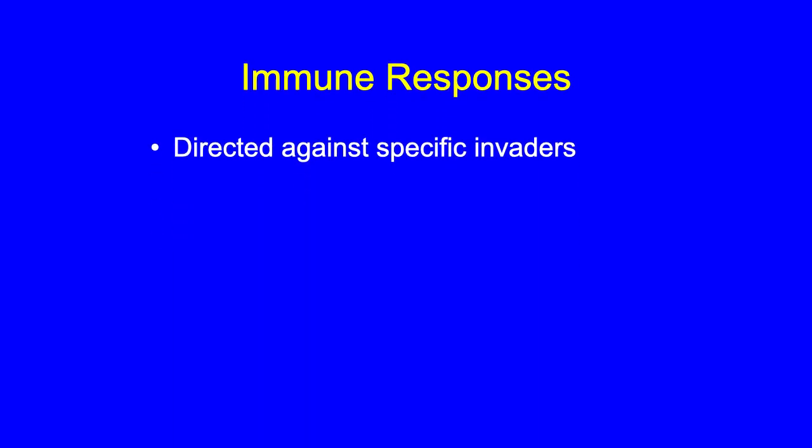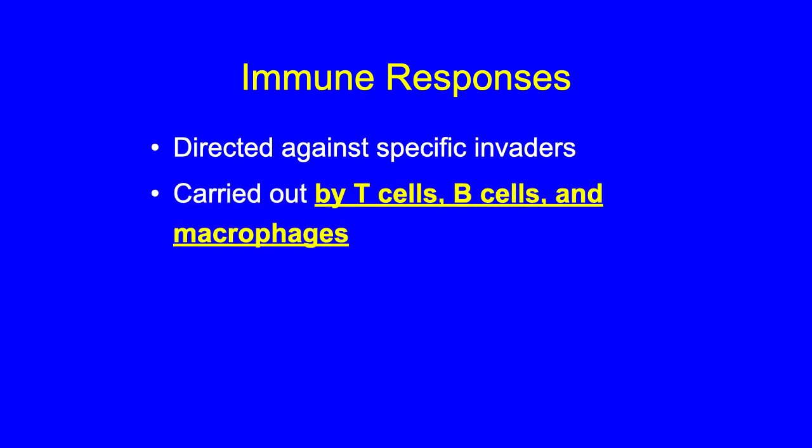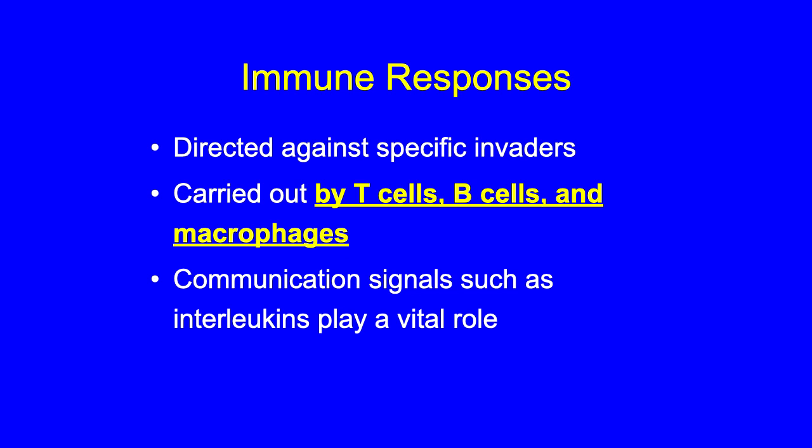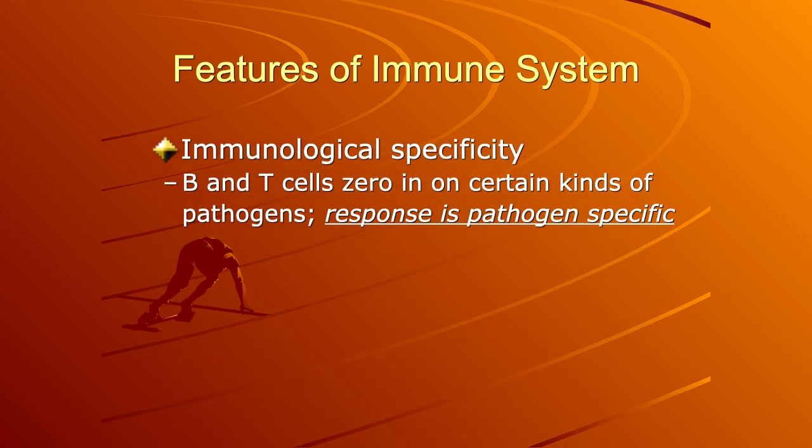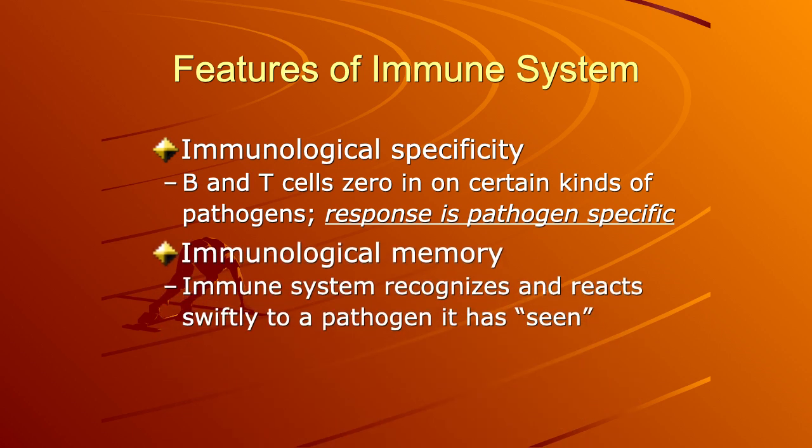Now we're going to get into specific immune responses. These are directed against specific invaders, carried out by T cells, B cells, and macrophages. Communication signals such as interleukins play a vital role. All right, now let's look at the features of the immune system. Immunological specificity: B and T cells zero in on certain kinds of pathogens. The response is pathogen specific. So they attack specifically. Immunological memory: the immune system recognizes and reacts swiftly to a pathogen it has seen before.